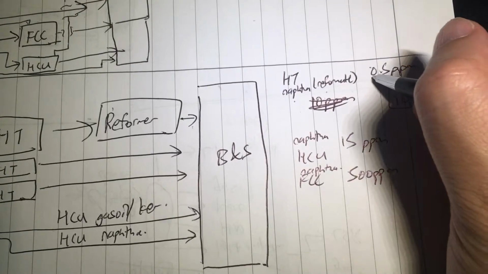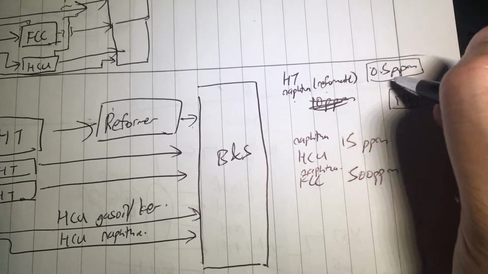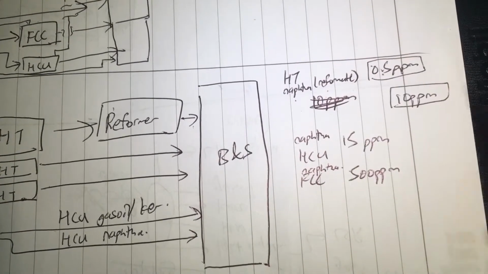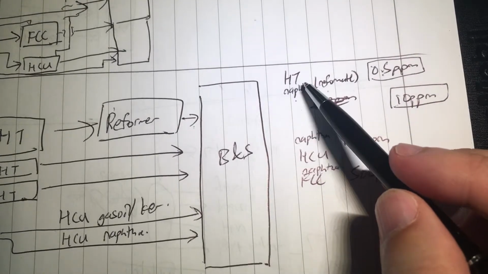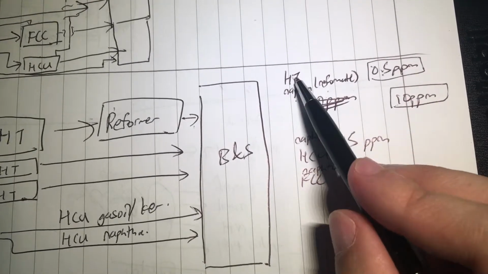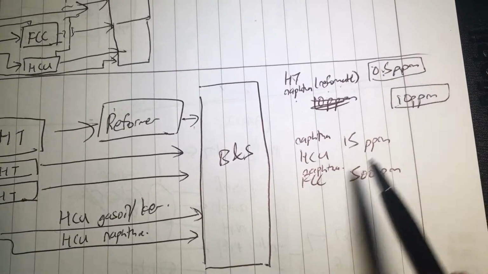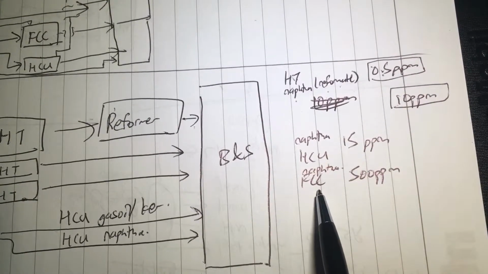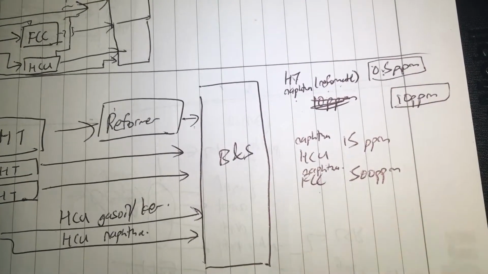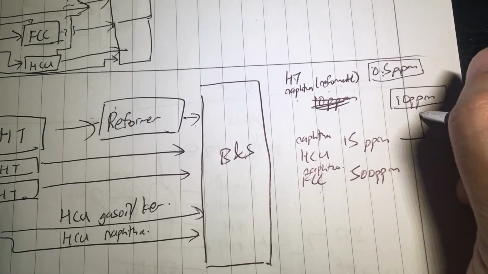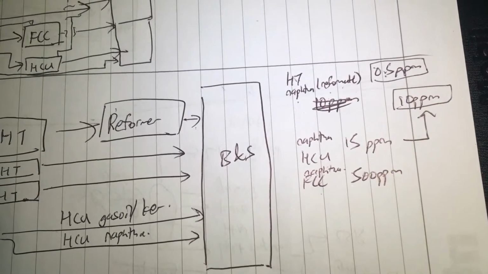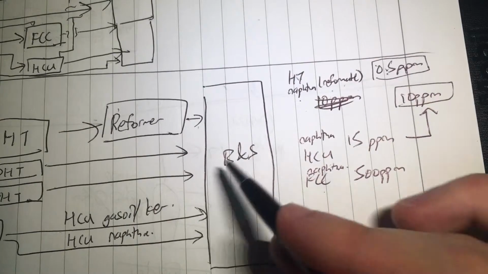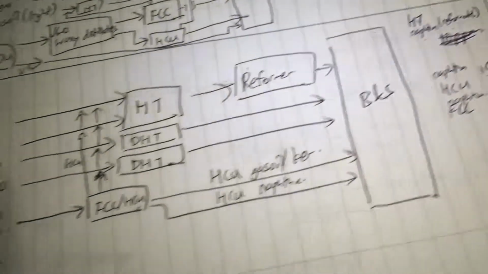What I can do, because this guy is so dilute in sulfur, I can use hydrotreated naphtha or hydrotreated reformate to mix with naphtha from the FCC unit or naphtha from the HCU unit. And that will help us to meet the 10 ppm requirement. So that's what happens in blending and storage.